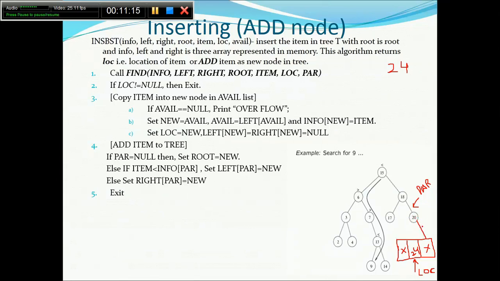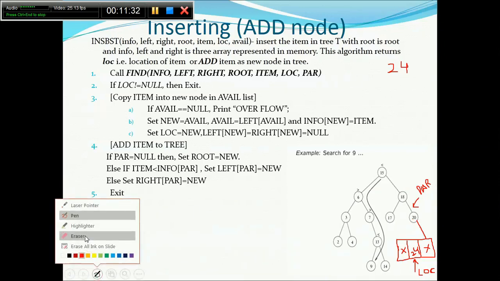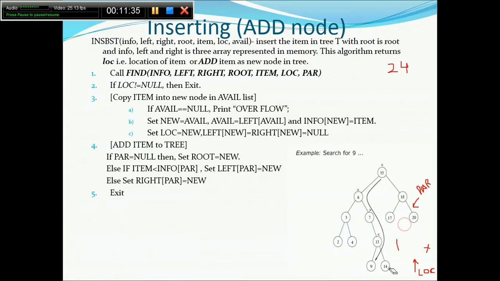So see here, 24 will be added to the right. This particular node has been added to the right of 20. Now the LOC is pointing to the newly created node and the parent of 24 would be 20. So this is the algorithm for how we could insert 24 in an existing binary search tree. Every insert, suppose you have to do 4 insertions, this algorithm would be called 4 times. One insertion needs order of height of the tree.